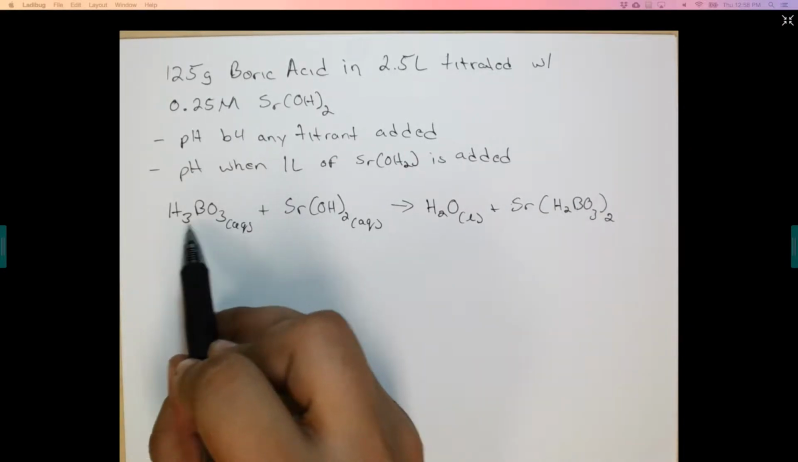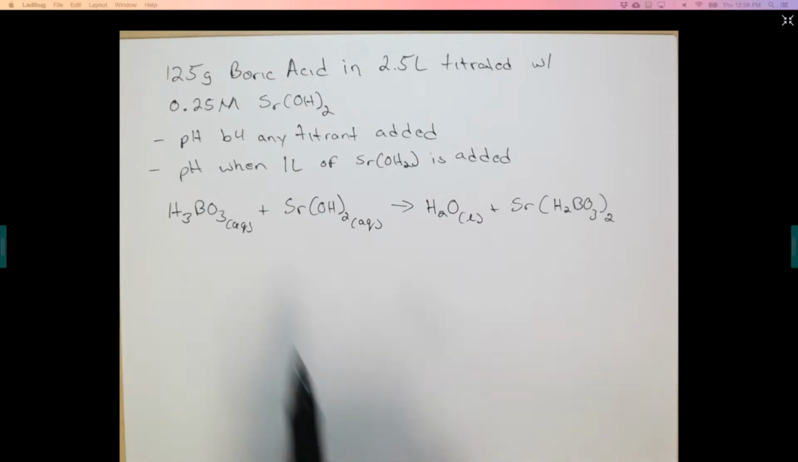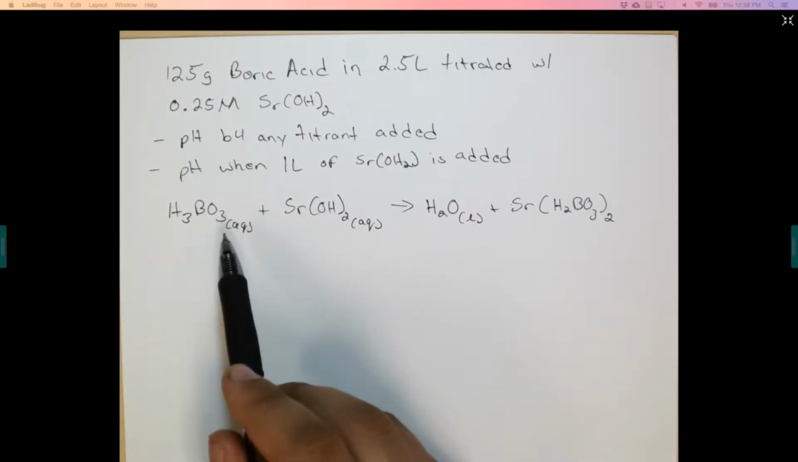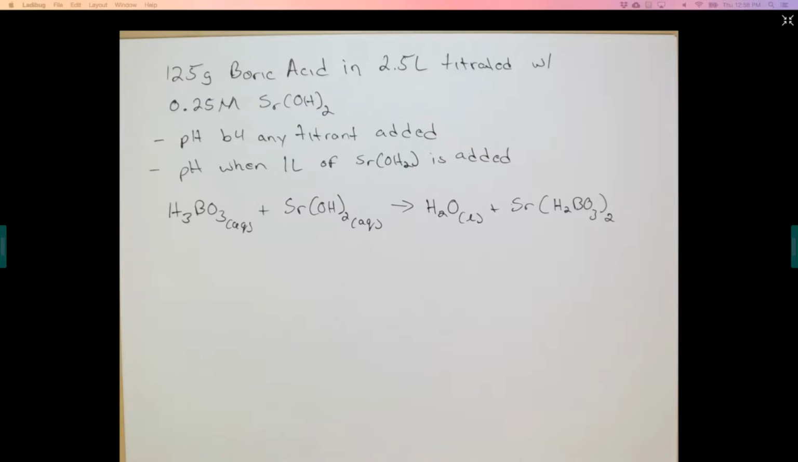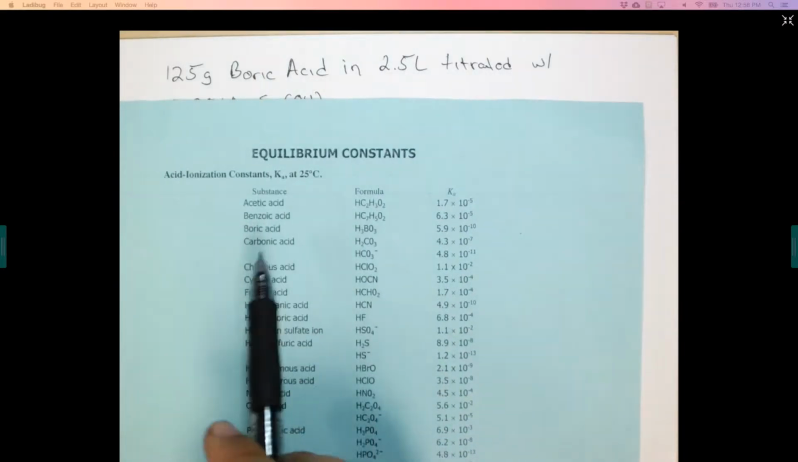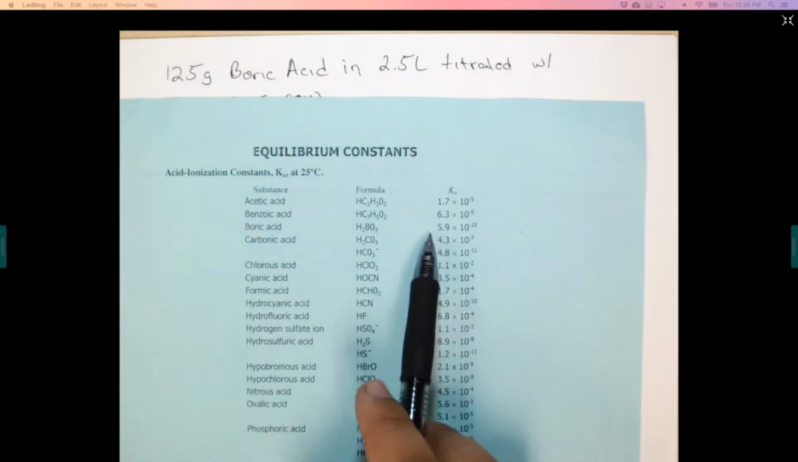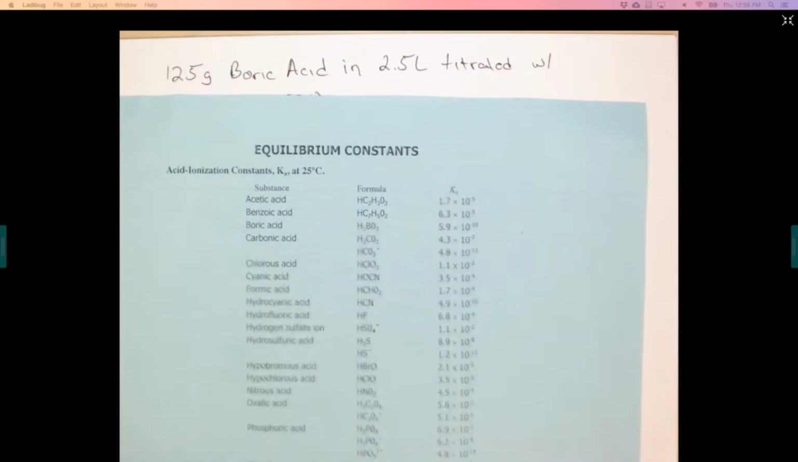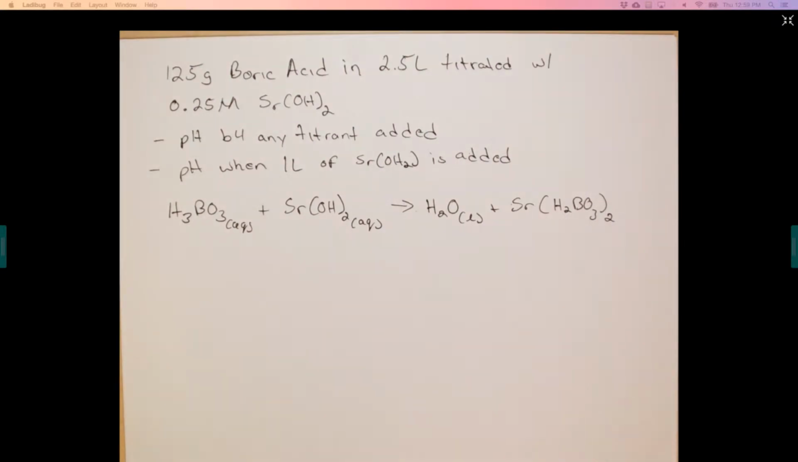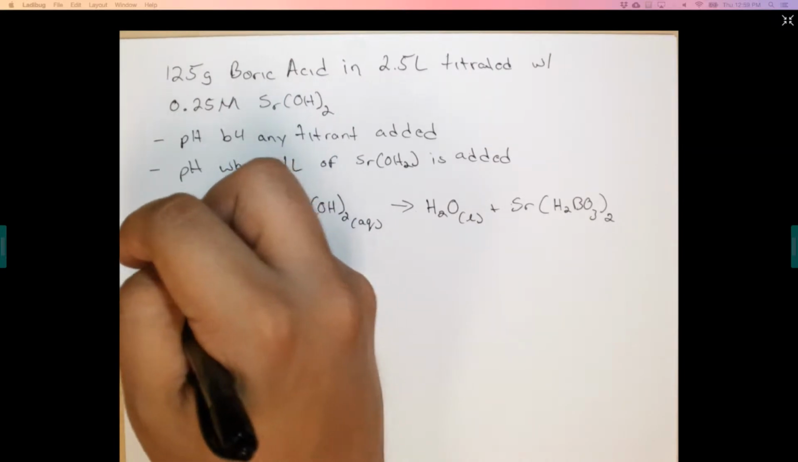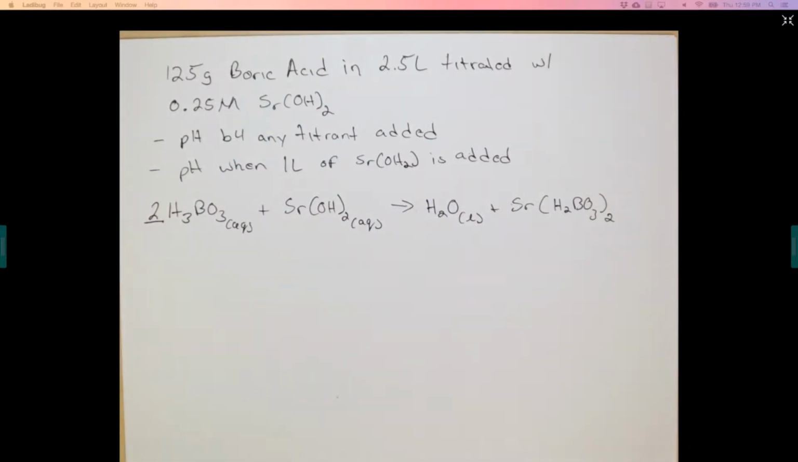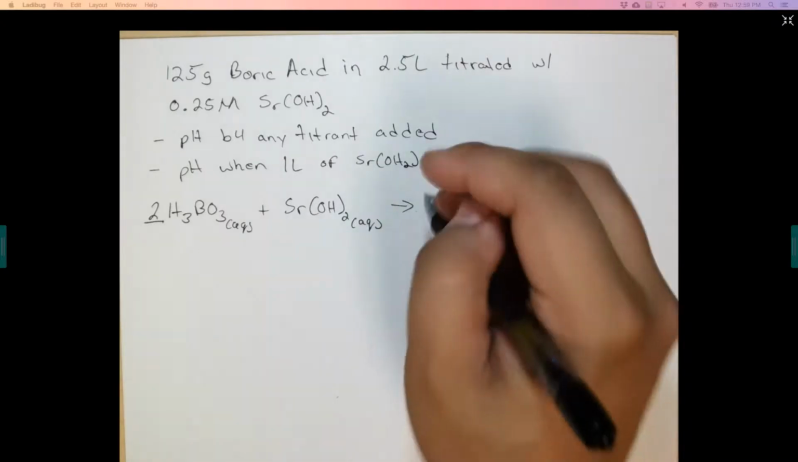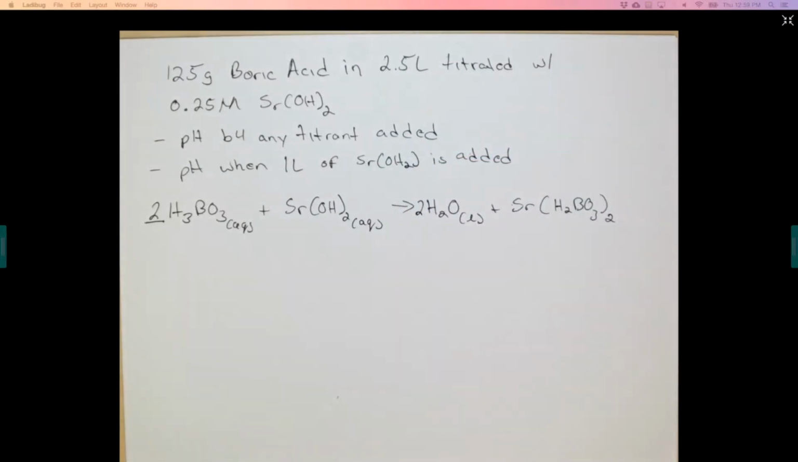Remember, H3BO3. If you look at the reference material, we see that it is monoprotic because we only see one Ka, right? So here, boric acid, H3BO3, and we see a very low Ka with that monoprotic proton. That means that H2BO3 has to have a negative charge, right? Okay, so to balance this properly, we need a 2 here, and we are creating two waters. So now we have the stoichiometry.